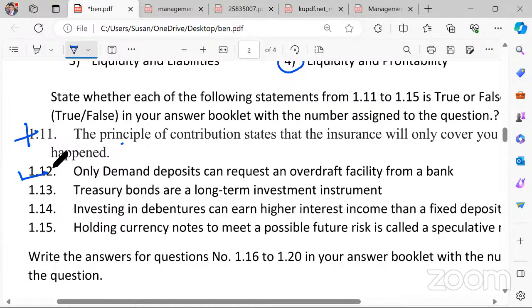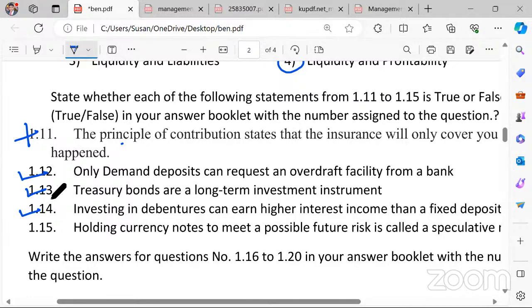Only demand deposit. Treasury bonds are long-term investments. That is true. Treasury bonds are long-term. Treasury bills are short-term. Investing in debentures can earn higher interest income than fixed deposits. Yes, that is providing loans to other parties, providing loans to the stock market, right? They can earn higher interest.